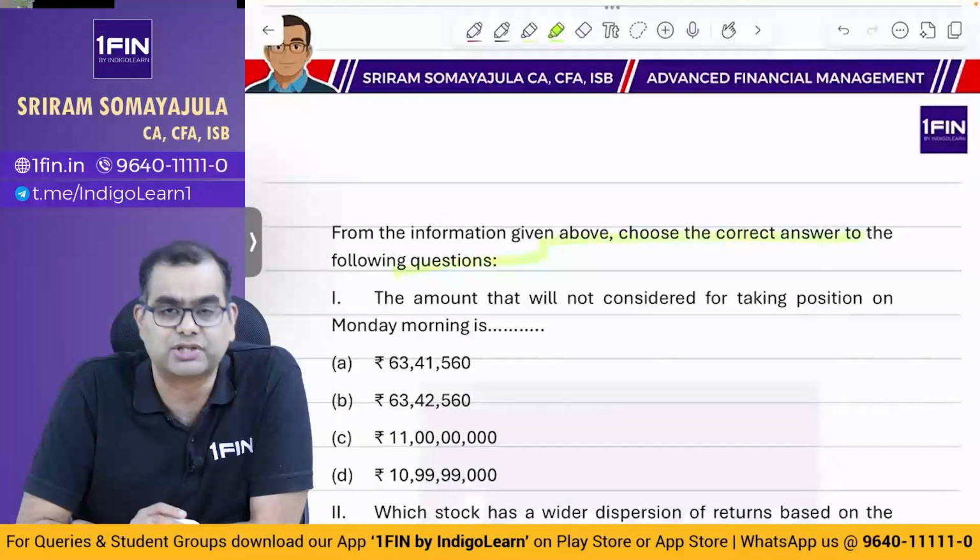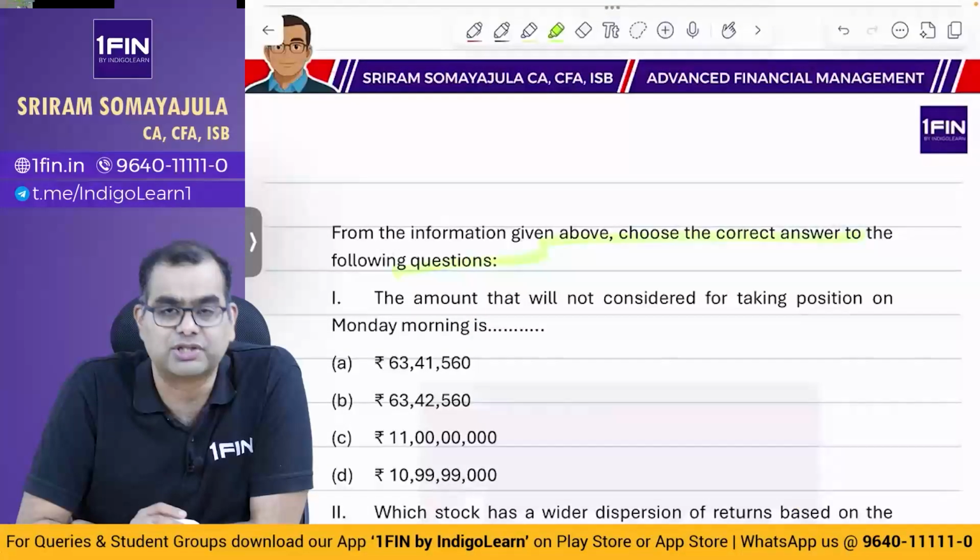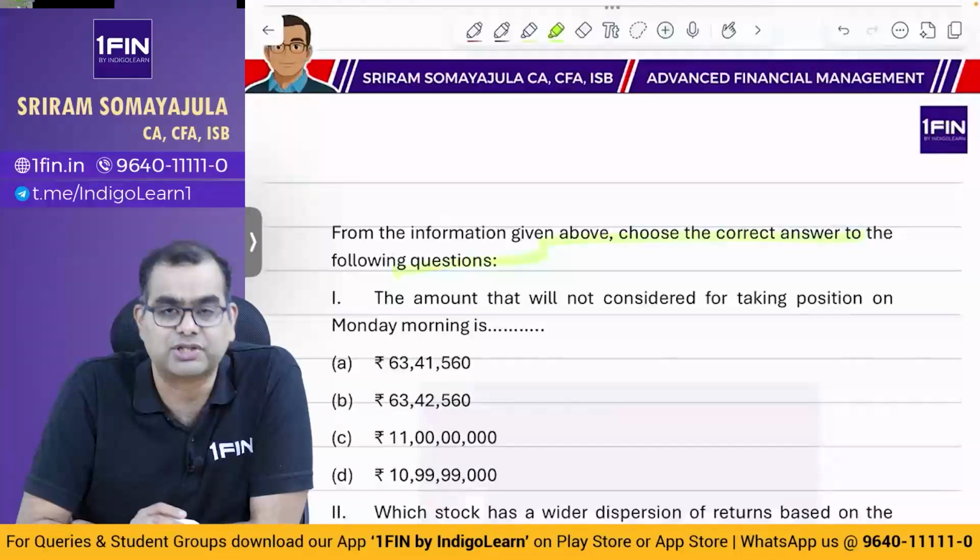Then, in value at risk analysis, which factor directly increases VAR for a given investment? When does VAR go up? Higher return, lower confidence level, higher standard deviation, or shorter holding period. So in case of VAR, what is the formula? It is Z value into standard deviation into value of portfolio. Right, this is the formula.